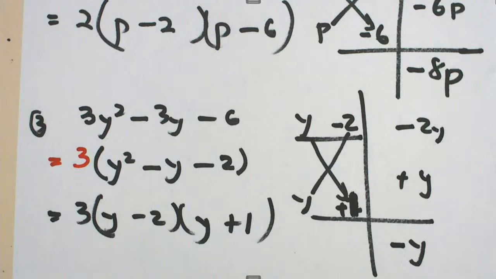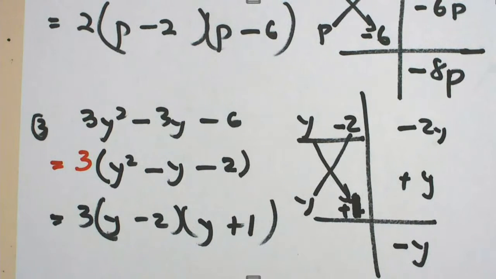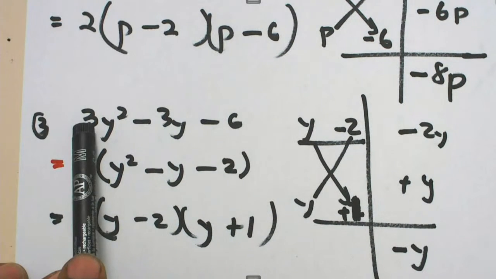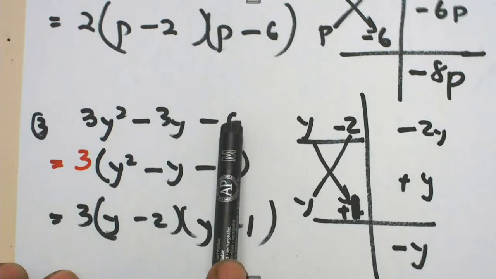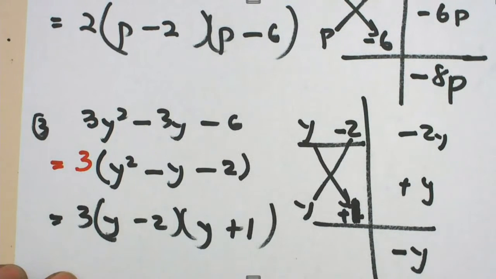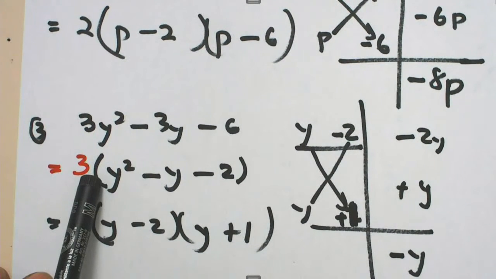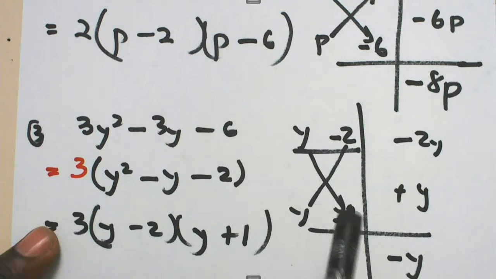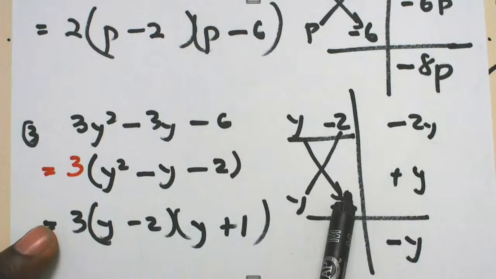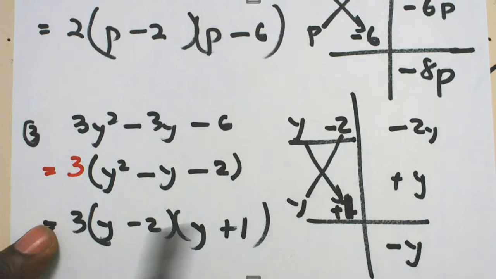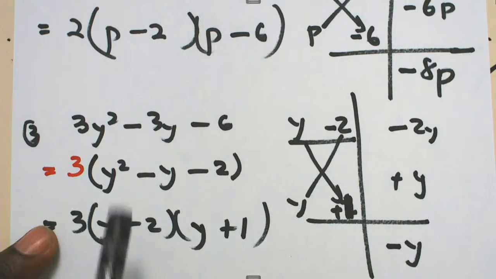And in this trinomial, where we have a common factor of the 3 terms, it's very important to take it out first. And after that, you go to the table to find your factors, and then come back and write the factors of the expression.